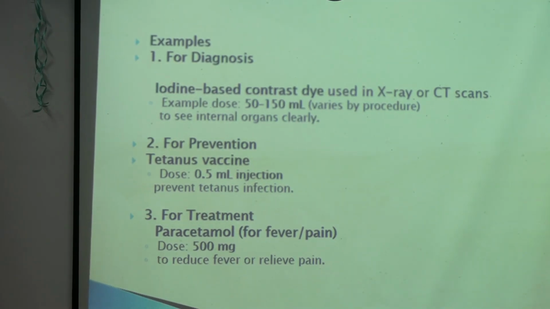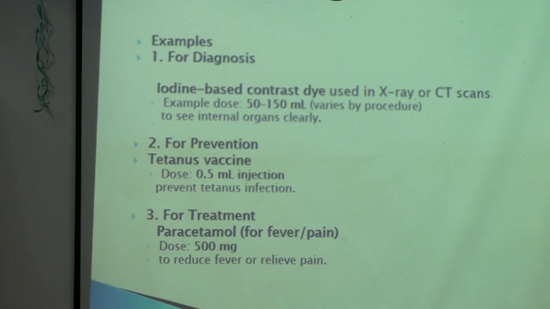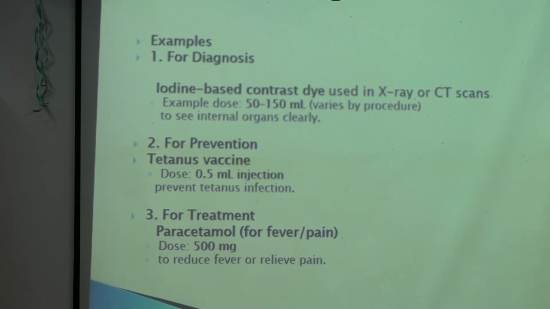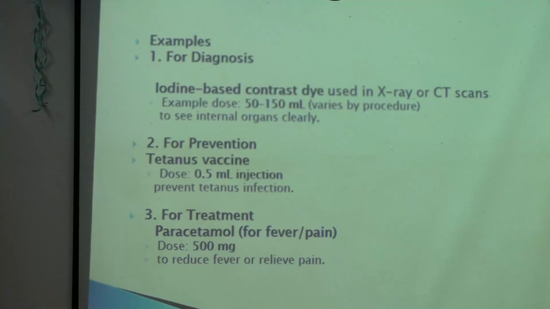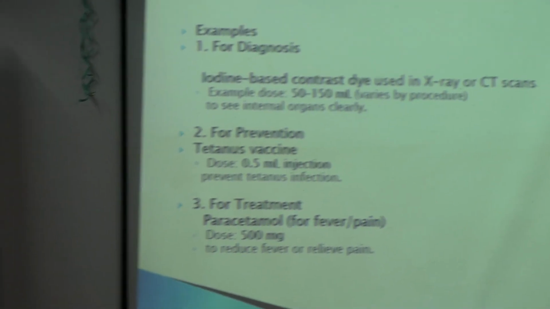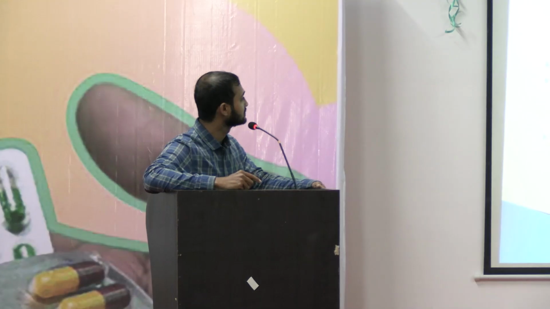Then for prevention, like in case of tetanus infection, we give the vaccine. We all know the tetanus vaccine. Then for treatment of fever and pain, we give paracetamol. So all are based and calculated on the basis of dose. Today we will see how to do it.